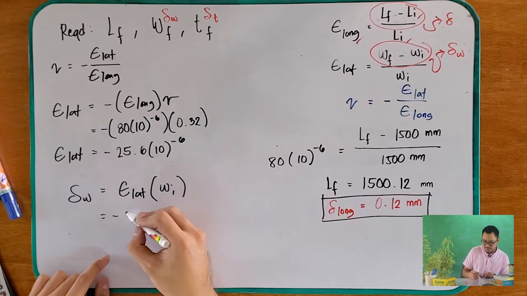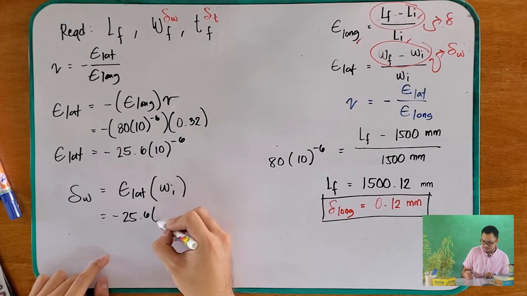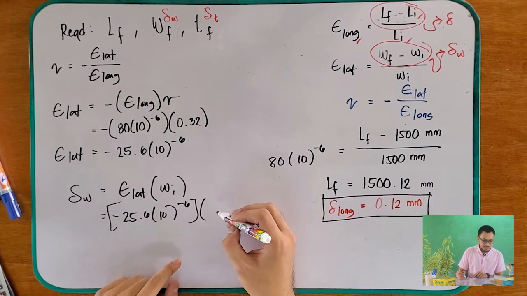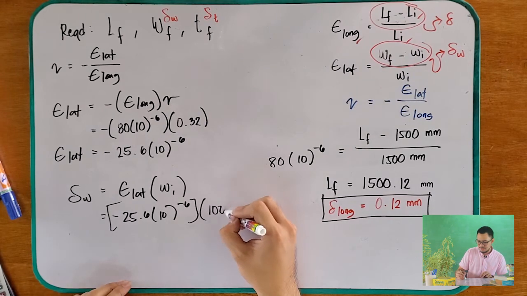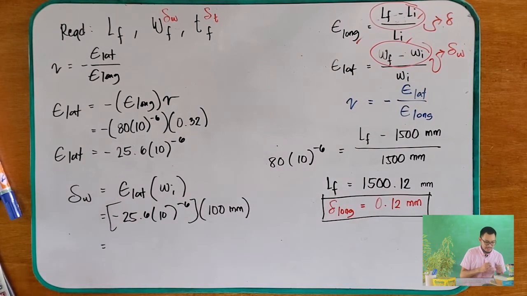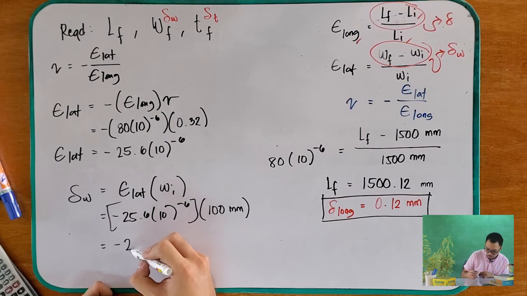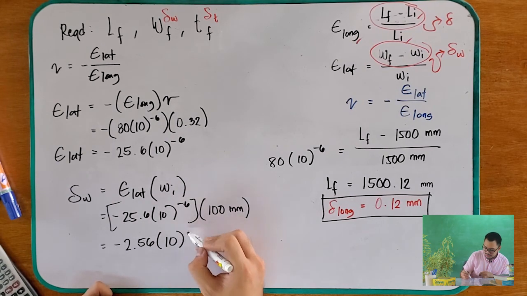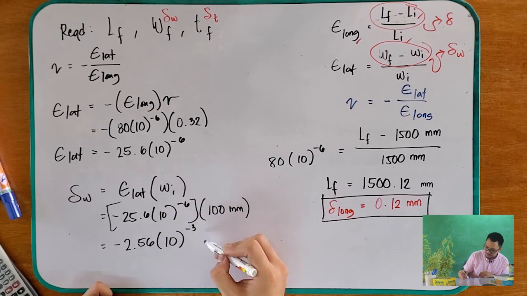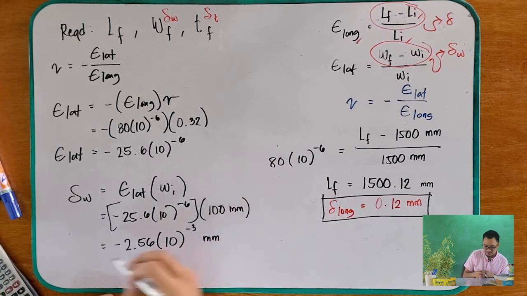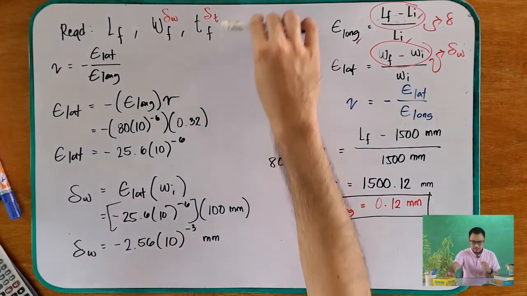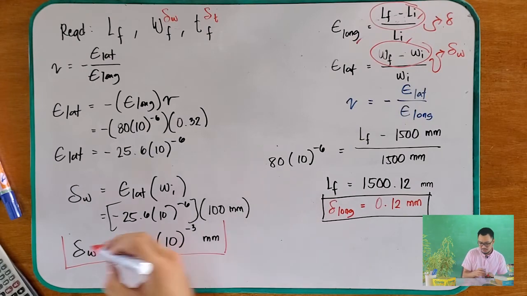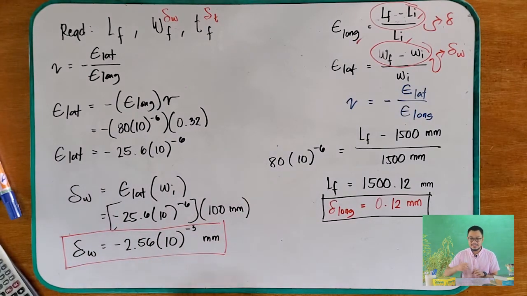So, what is the lateral strain? Negative 25.6 times 10 to the negative 6 times your initial width, which is 100 millimeters. So your answer here is negative 2.56 times 10 to the negative 3 millimeters. Okay? So this is your answer for the change in the width of your material.